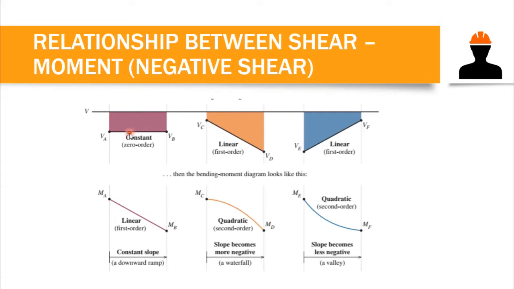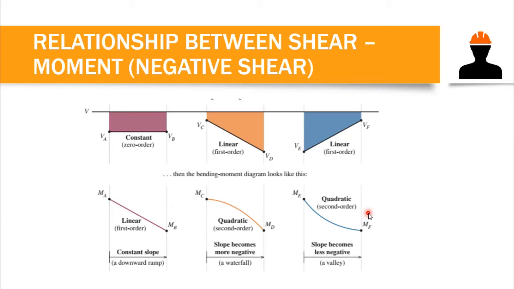For negative shear, if we have again zero order, we have a first order moment diagram in the downward direction. If we have a negative shear diagram that is decreasing and in first order, our moment diagram has a frowning curvature, a quadratic or second order moment diagram. For a shear diagram that is increasing, our moment diagram has a smiling curvature and is second order. These are the relationships of shear and moment for both positive and negative shear.